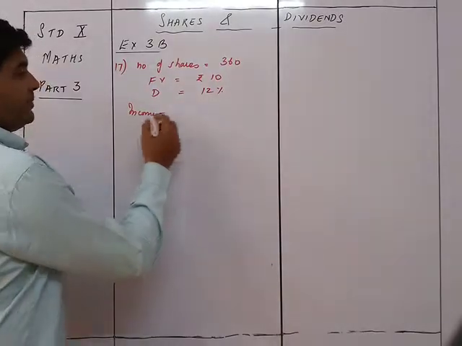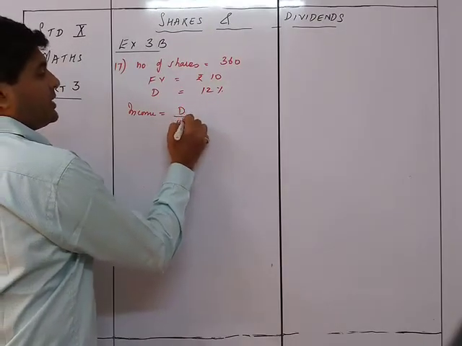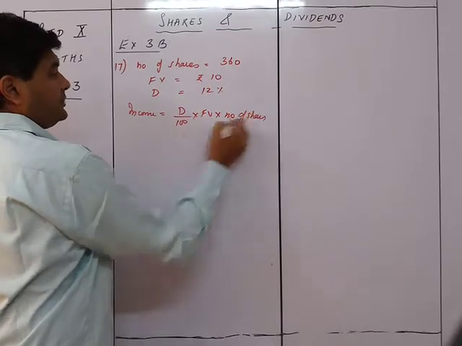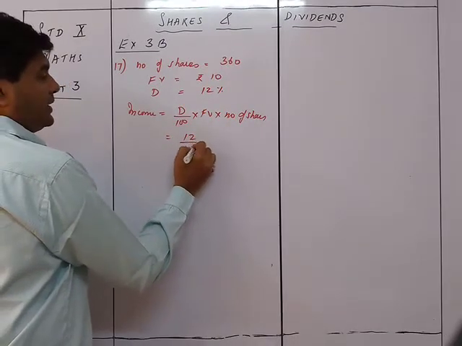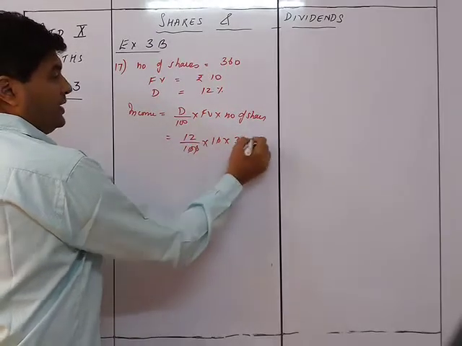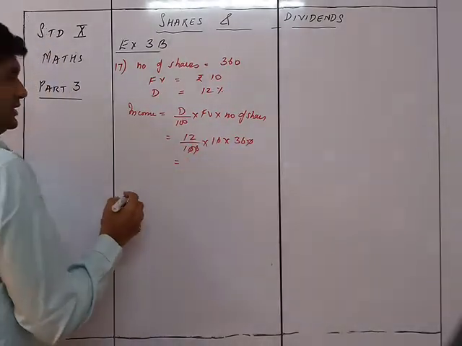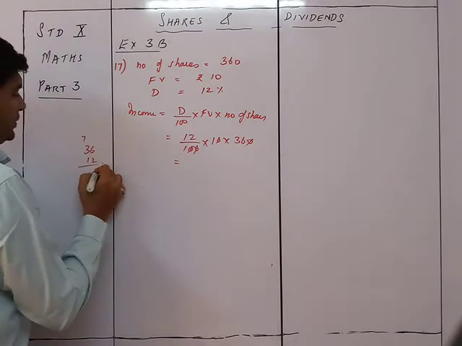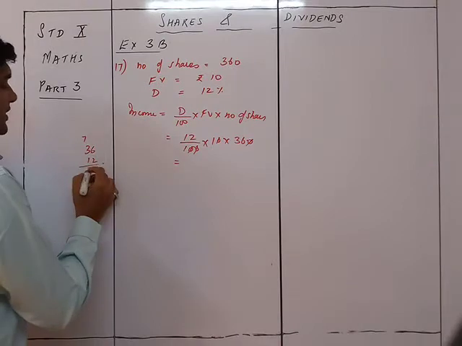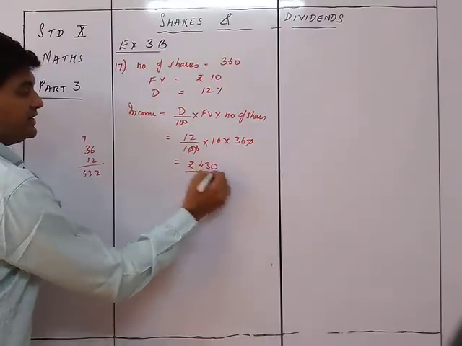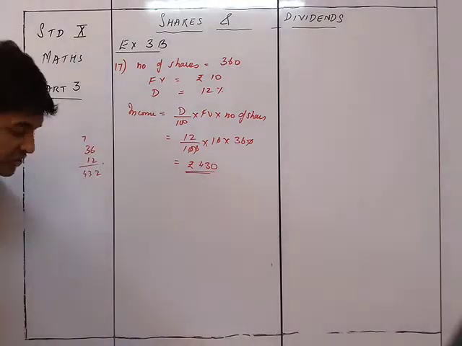So right now the income is dividend percent upon 100 into FV into number of shares, which is 12 upon 100 into 10 into 360. So that will give me 36 into 12. 12 6s are 72, 12 3s are 36 plus 7 is 43. So that is rupees 432, the income for the first year.